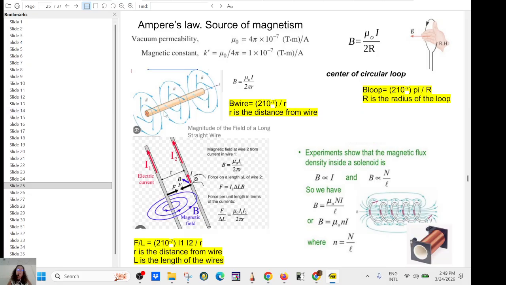I have the summary here. If you have a straight wire, it's going to produce a magnetic field around. That will be the equation for the magnetic field, or that will be a shortcut here. Except I'm missing the current here. You should have I there. I'm missing the current I.